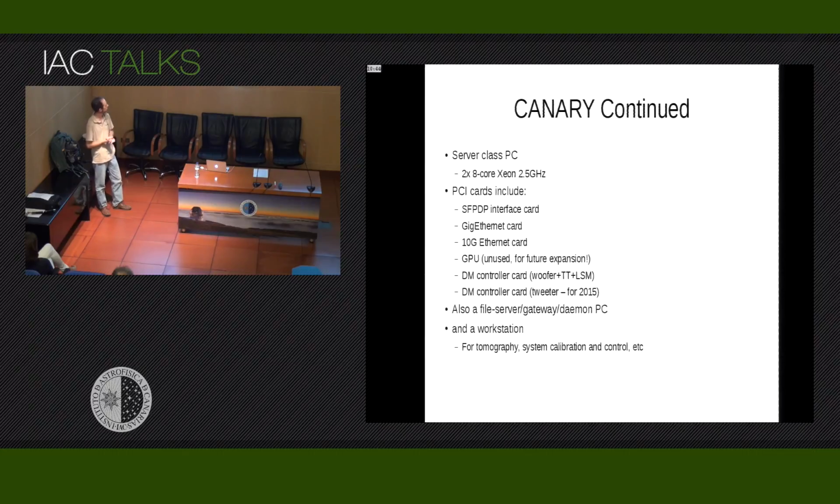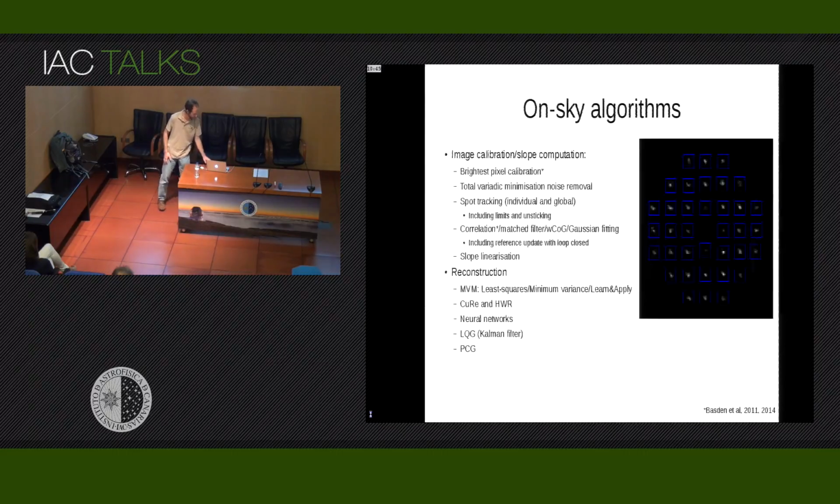We also have another PC, which is used as a file server and a gateway and runs various daemons, and a workstation where we do our tomography calculations, calibrate the system, and control the system. So that's the setup of CANARY. It tends to go on sky at the WHT twice a year. Because of the weather, we try to have summer months, October being about the latest we'd want to go.